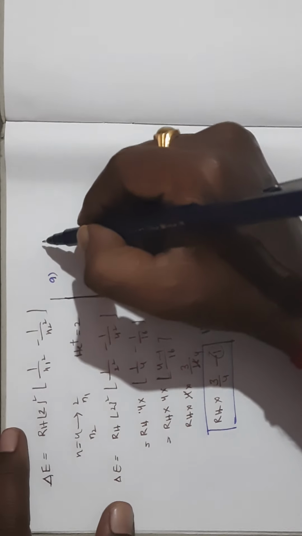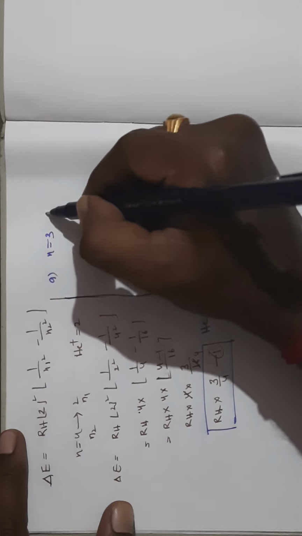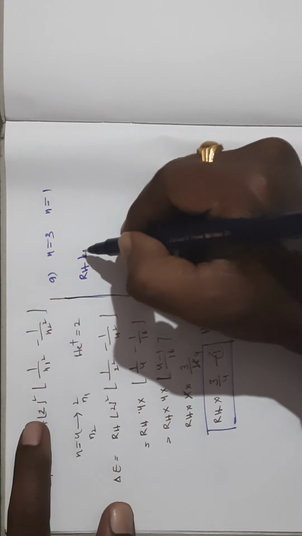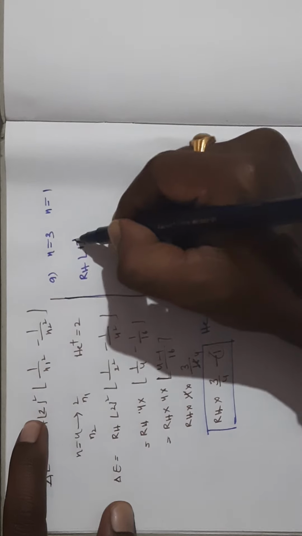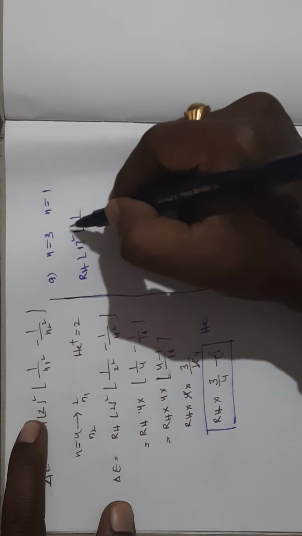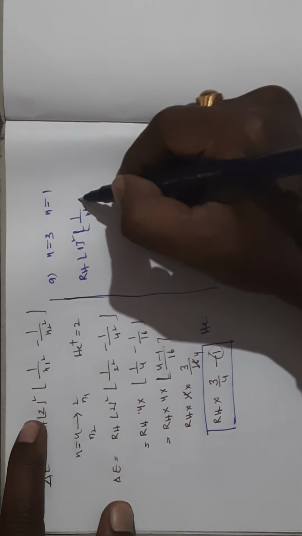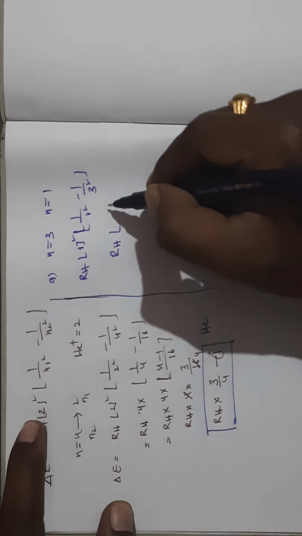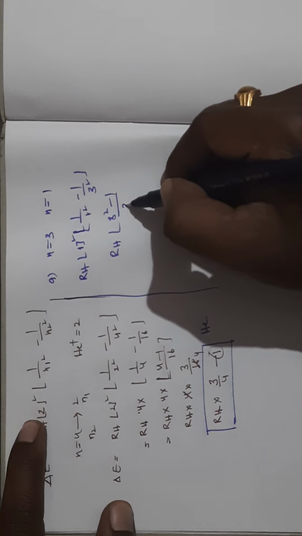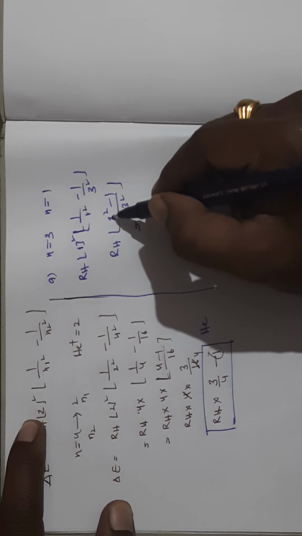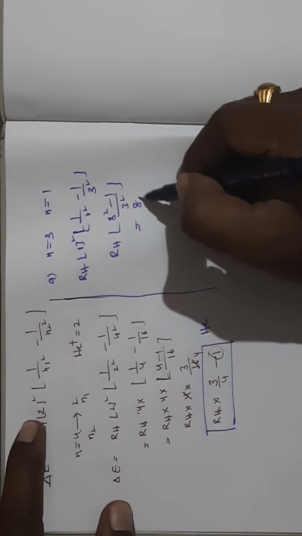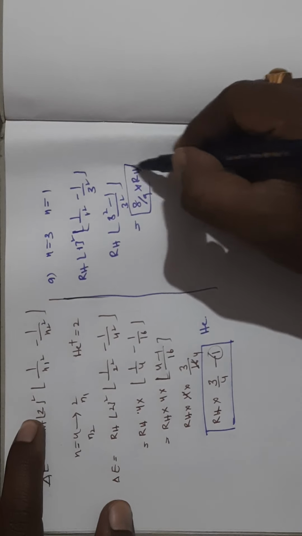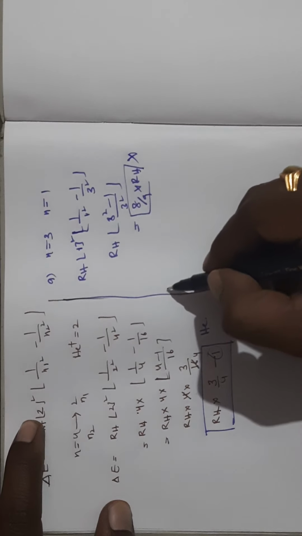First option is how much? n2 is equal to 3 and n1 is equal to 1. So we have the formula again, RH into Z square, here hydrogen atomic number we have to take 1 square, into 1 by n1 square minus 1 by 3 square. So RH into 3 square minus 1 by 3 square, so means here 3 square is 9, minus 1 means 8 by 9 into RH. So this is not our answer. It is not matching with this one.